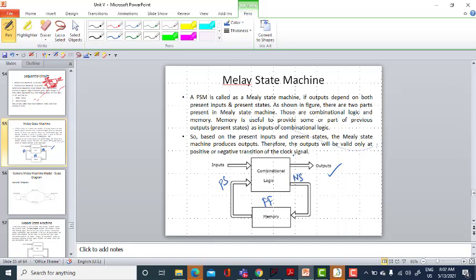Now you will be giving one more input, which is your present state. That present state will be from the memory, and memory will be using flip-flops. So based on the input and the present state, your Mealy machine produces the output. Keep in mind the output will be valid only during your positive or negative transition of the clock pulse, if it is edge triggered or level triggered, based on the circuit that you are going to design. So the output will be valid only after the transition of your clock signal. This is about your Mealy machine.